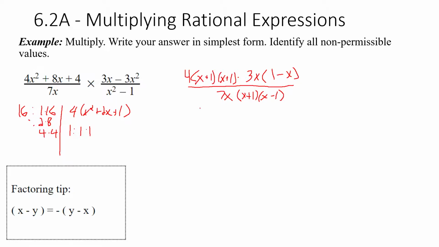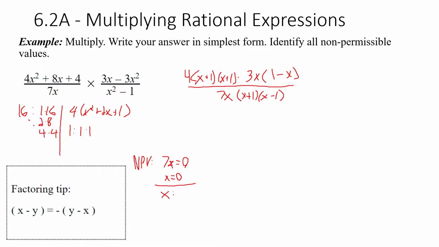So we've combined them together. Let's find our non-permissible values from these three terms down here. So we'll do our NPV list, and 7x can't equal 0. So divide both sides by 7 to solve for x, and 0 divided by 7 is 0. So if 0 is here, 7 times 0 would make that part not work.